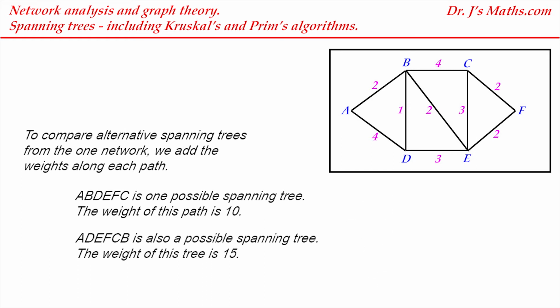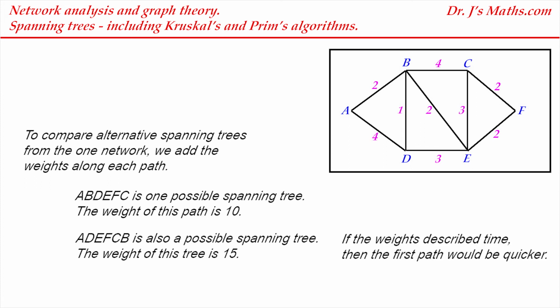Now instead of that spanning tree, we try another one. From A to D, D to E, E to F, F to C, C to B. So we write down all of those weights, AD being 4, DE being 3 and so forth. We add up all of those for this spanning tree and we have 15. So the weight of this tree is 15. If the weights were describing time, then clearly the first path would be quicker to take than the second path.